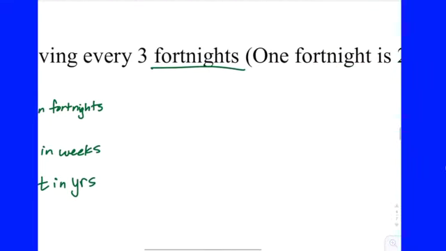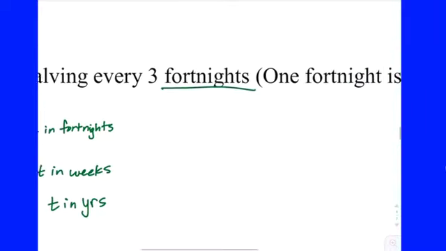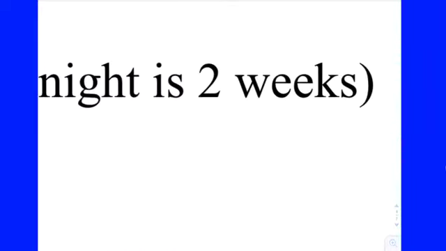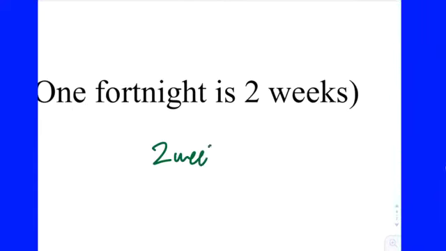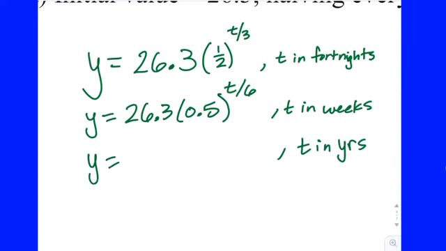So if that's every fortnight, 3 fortnights, that's every 2 weeks. 2 weeks is what fraction of a year? 2/52ths, right? Which is the same as 1/26. Yeah, there's 26 fortnights in a year. Okay, 26 fortnights. So that would be y equals 26.3 times 1/2 or 0.5 to the. Would it be t divided by 26?